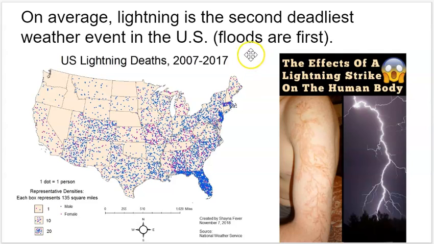Now, lightning is the second deadliest weather event in the United States. Floods are actually the first, and we're going to talk about those at the very end. As you can see, Florida gets a ton of lightning deaths, and that's because of all of the low pressure that exists in Florida. It storms pretty much every day in Florida because of the competing land breezes and sea breezes.